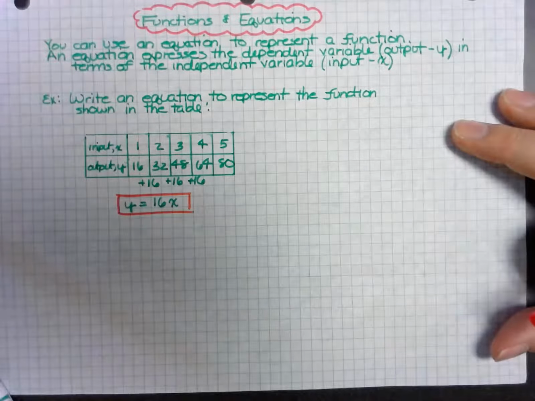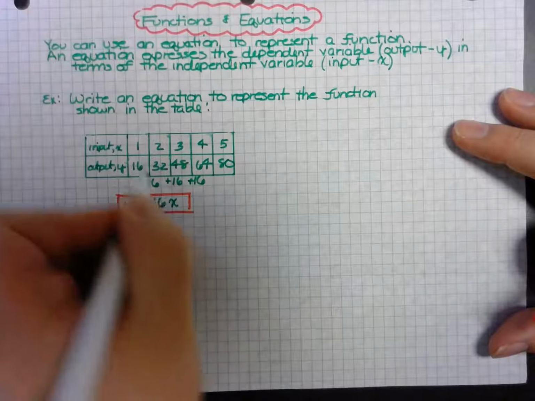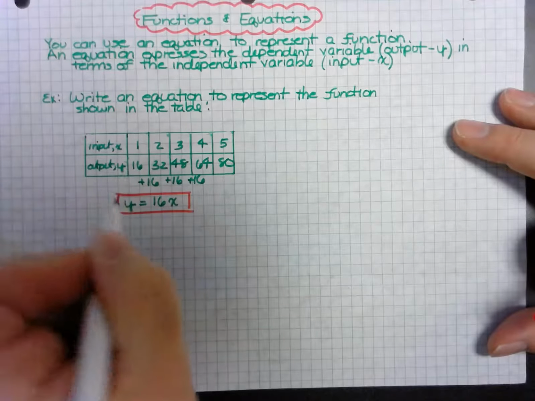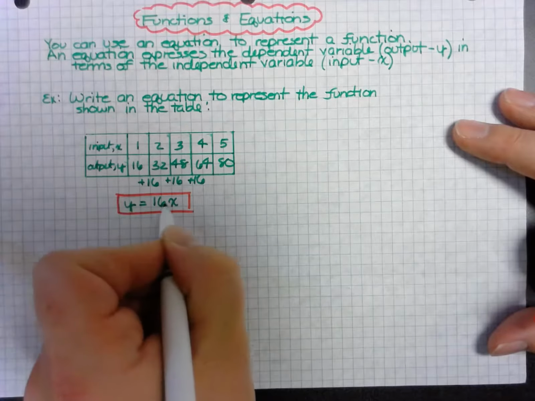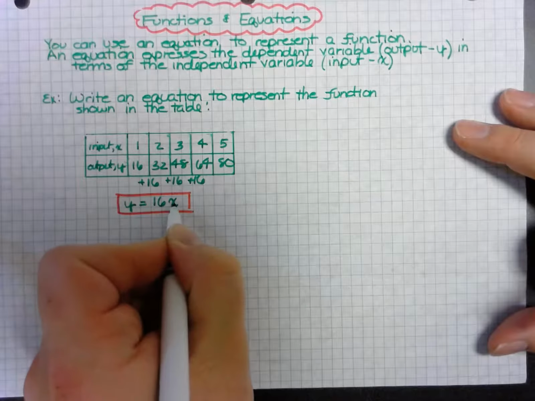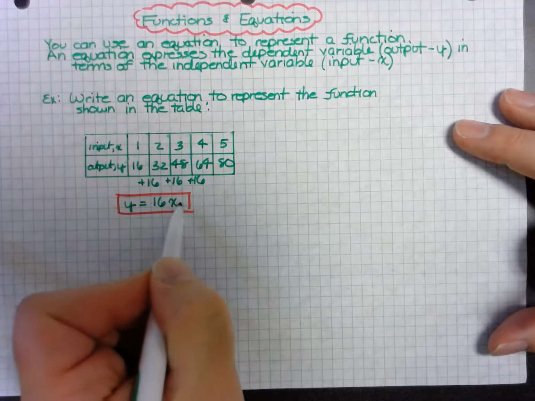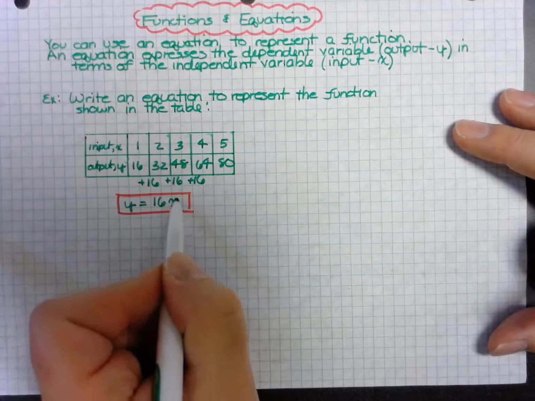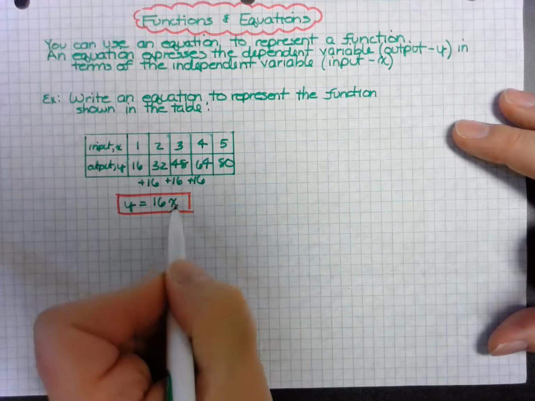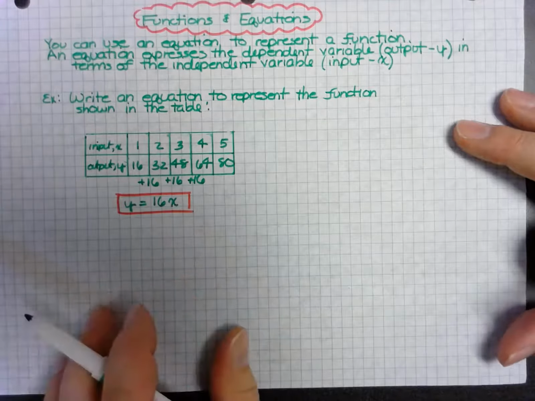And I can check my work with that. Y is equal to 16 times 1 is 16. Is y 32? If I put in 2, 16 times 2 is 32. If I put in 3, do I get 48? Yes. If I put in 4, do I get 64? And if I put in 5, do I get 80?